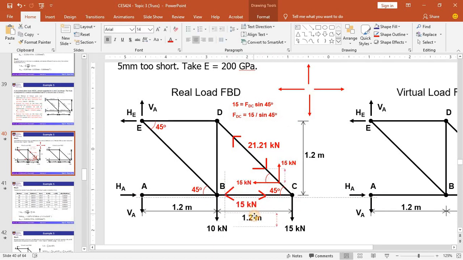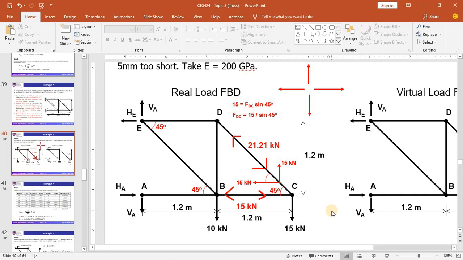So you can see that we just determined the internal force for member DC, which is 21.21 kilonewtons. Basically, member DC is under compression. Member BC is in compression as well, with a 15 kilonewton load. So we have solved the internal forces for DC and BC. Okay, so let's move to another joint.